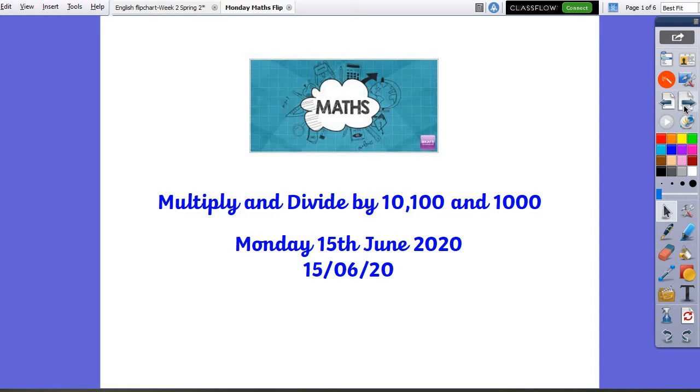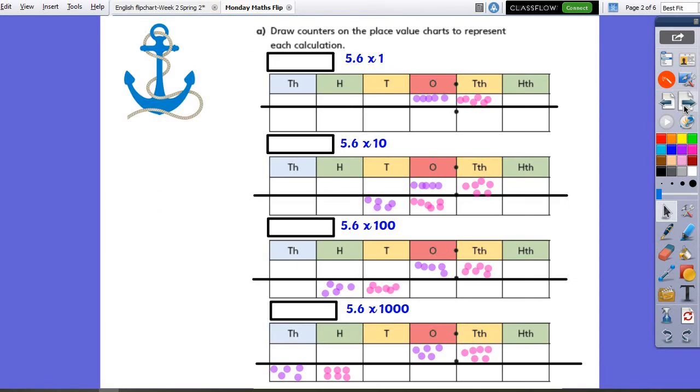Today we're going to multiply and divide by 10, 100 and 1,000. So our first question is looking at counters on place value charts to represent each calculation. So our first one, 5.6 times 1. You can see here that I've drawn the 5 as the ones and then the 0.6 in the tenths column. This hasn't moved as we're just timesing by 1, so we do not need to move it.